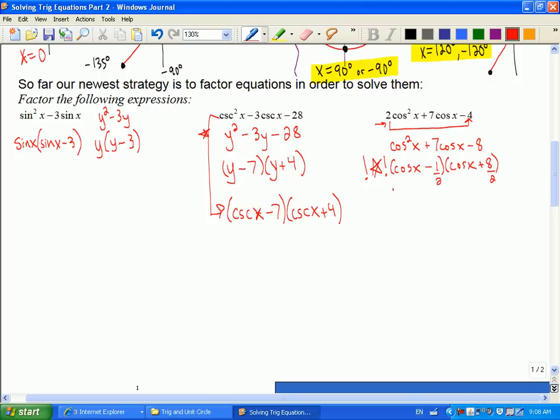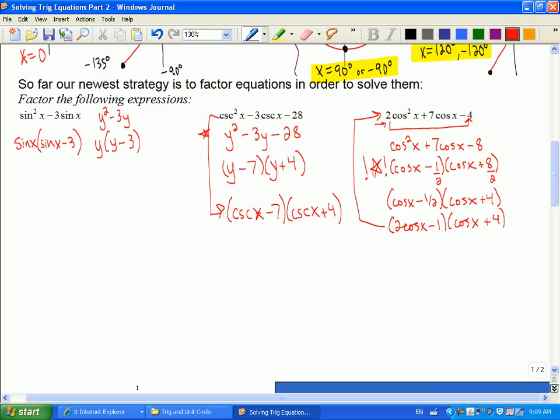So what I'm really going to have here is the cosine of x minus a half and the cosine of x plus 4. Whatever fraction you have left over that does not reduce, then what you can use it for is to reconstruct the original. The original would have been 2 cos x minus 1 and cos x plus 4. So you can verify that this does in fact expand back to where we started.